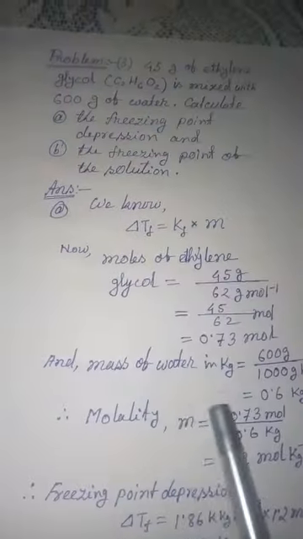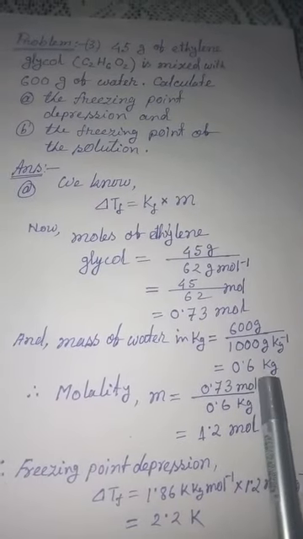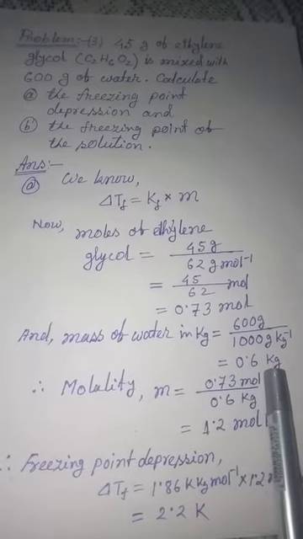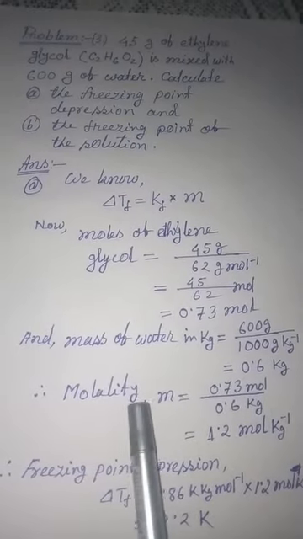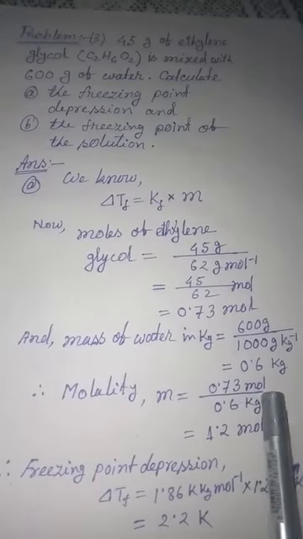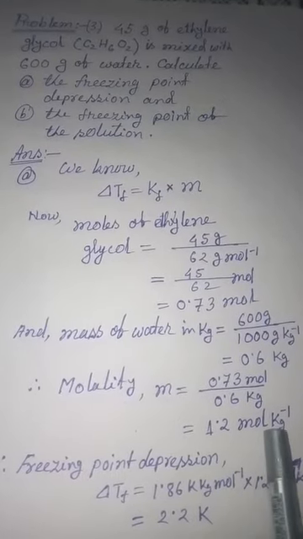Now the mass of the water is given in gram, 600 gram. So we have to convert it to kg. That means we have to divide it by 1000, so it will be 0.6 kg. Therefore molality will be equal to 0.73 mole divided by 0.6 kg. So that will be the molality, 1.2 mole per kg.